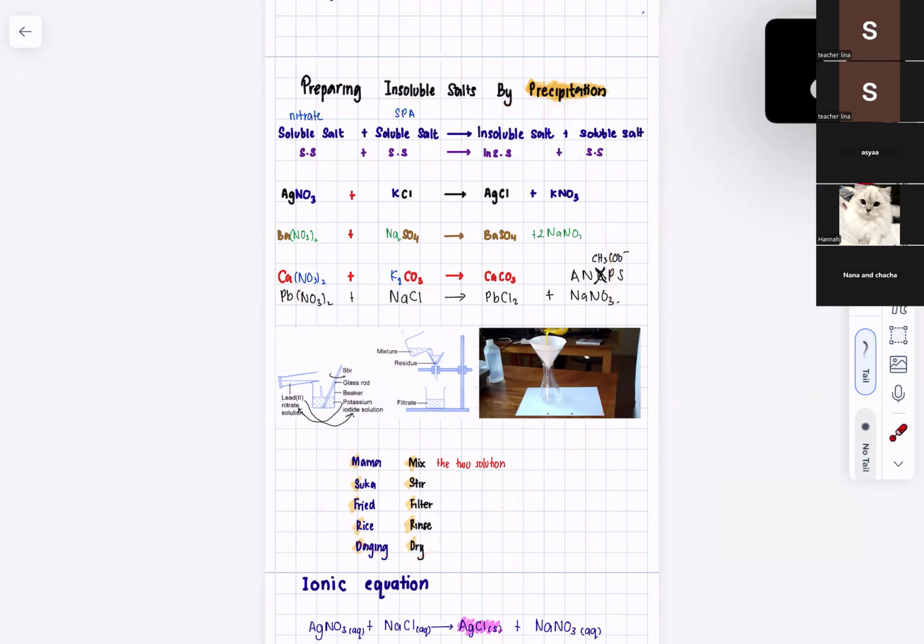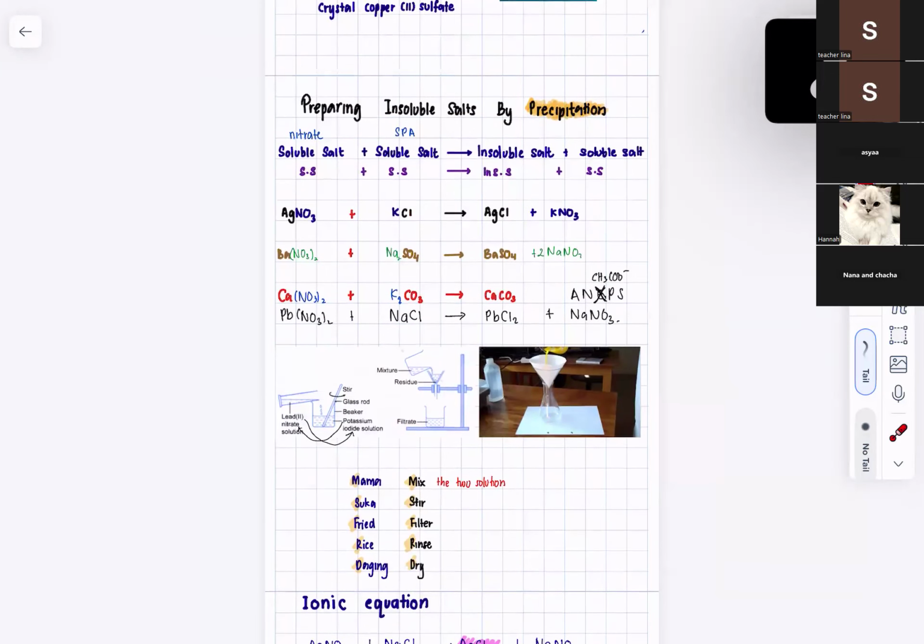One is for crystallization, for soluble salts. Oh, okay. From soluble, you want to become a crystal. This one is already an insoluble salt.